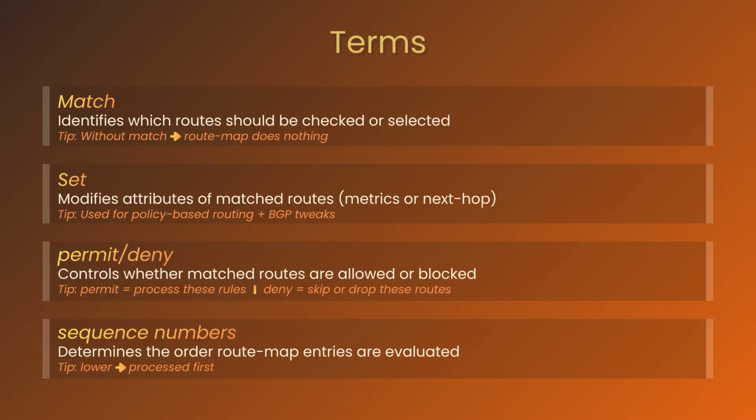Here are a few key terms you'll want to remember. Match, the conditions a route must meet before the sequence applies. Set, optional actions the router will take if the match succeeds. Permit, deny, states whether the route is accepted or rejected for that sequence. Sequence number, the order the router checks each rule. Prefix list or ACL, defines the actual networks you want to match. And route map policy, the entire structure that ties the logic together. Once you know these terms, reading route map configurations becomes a breeze.